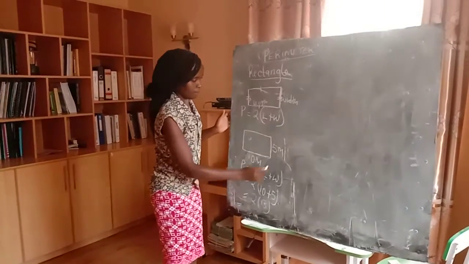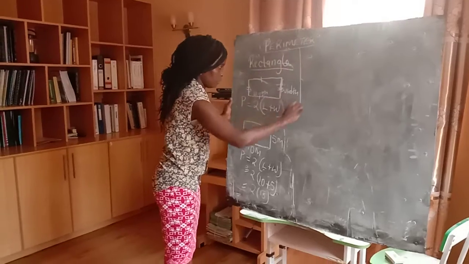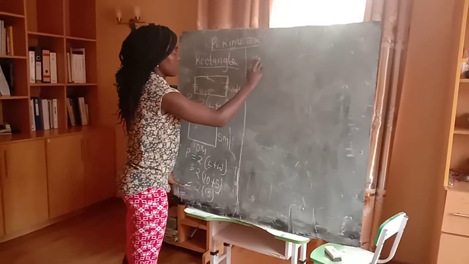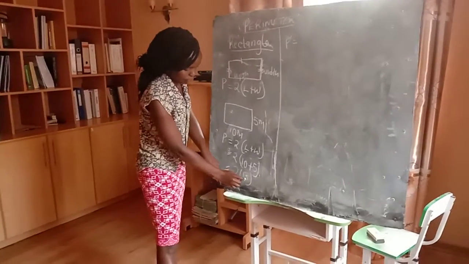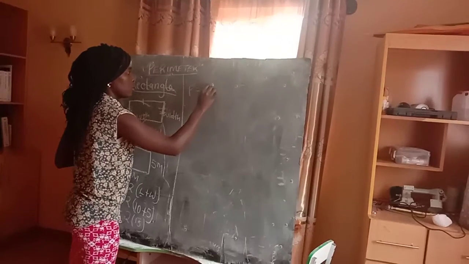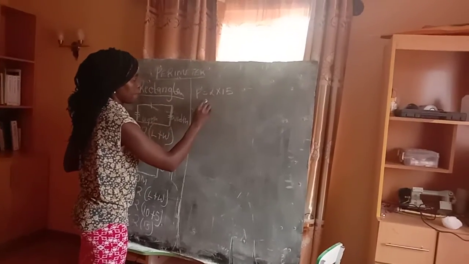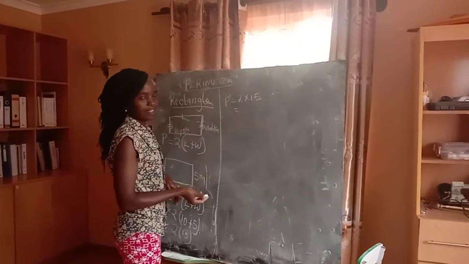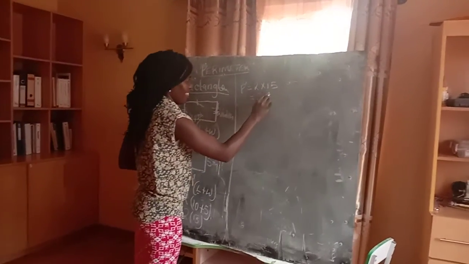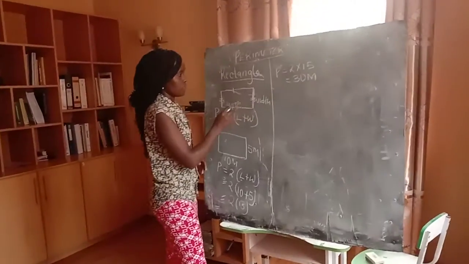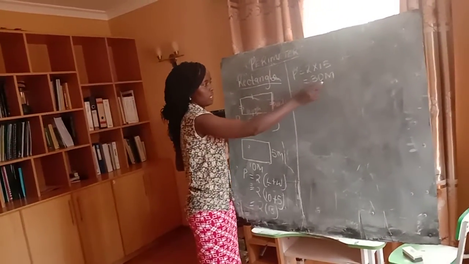So my perimeter, I copy this one. My perimeter is going to be 2 bracket 15, which means 2 times 15. So what is 2 times 15? We get 30 meters. So the perimeter of this rectangle is going to be 30 meters.